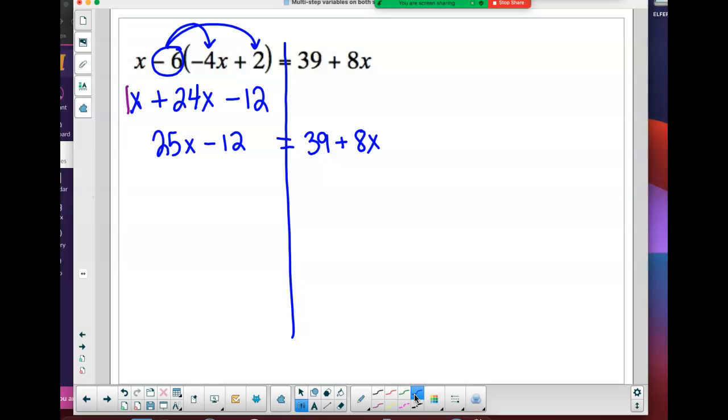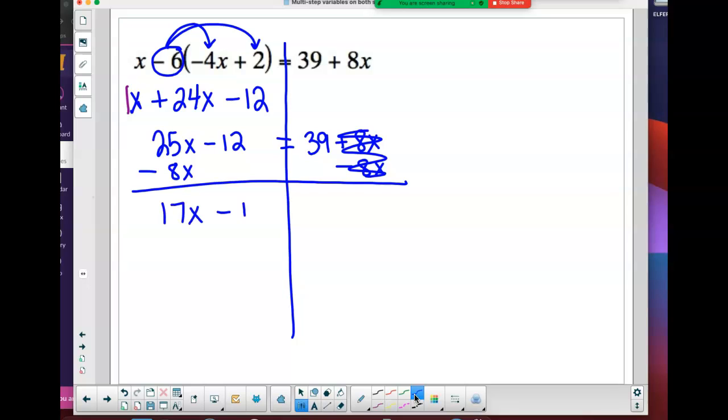Okay, now we're at step 3. There's a variable on each side. Which one do you want to get rid of? The 25x or the 8x? 8x, okay. How do I get rid of it? Minus 8x from each side. Cross off those. 25 minus 8. 17x minus 12 equals 39.